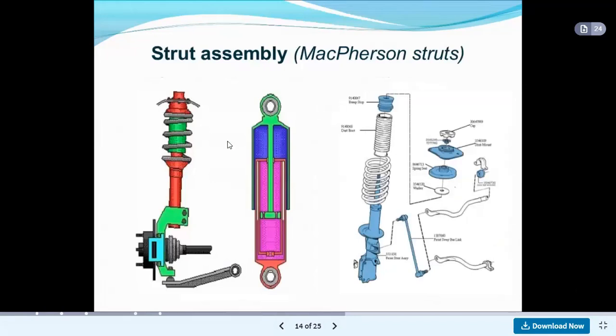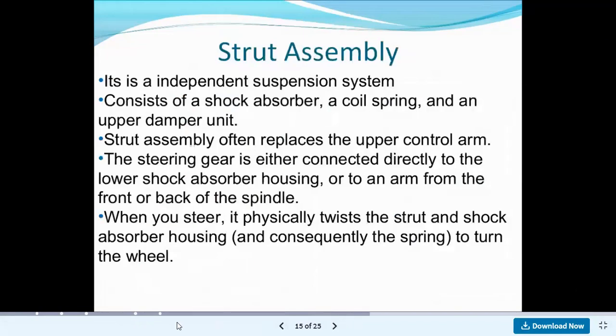This is the McPherson strut assembly. These are the diagrams. So the bump stop is available, then different parts are available. There is the spring seat, then the washer, all these parts are available. The strut assembly is an independent suspension system consisting of a shock absorber, a coil spring, and an upper damper unit. The strut assembly often replaces the upper control arm.